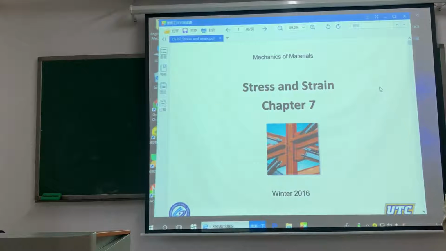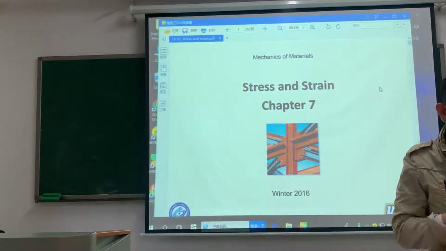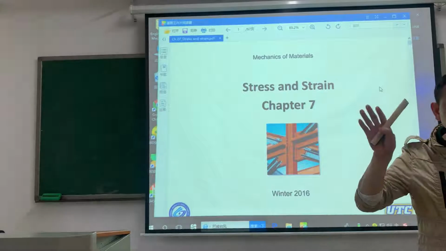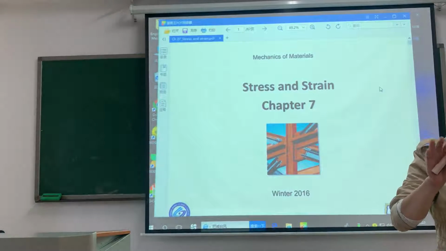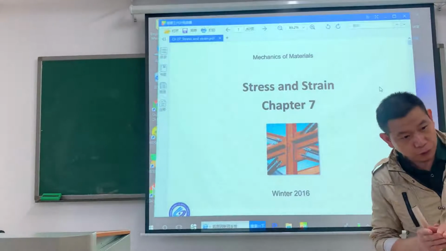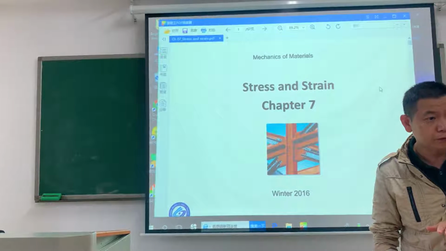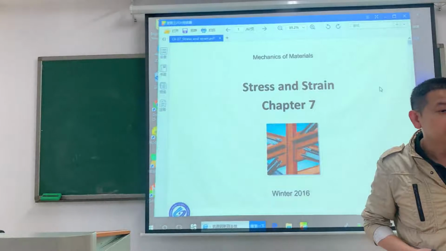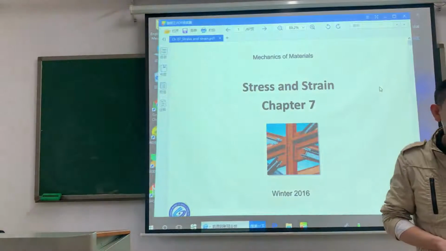For example, after loading acts on the beam, it will be bent. In mechanics of materials, we will find the deformation of the beam. Understand? For example, if the deformation is too large, if the floor goes down too much, we are afraid. It's not safe. So we have to find the deformation of a member.